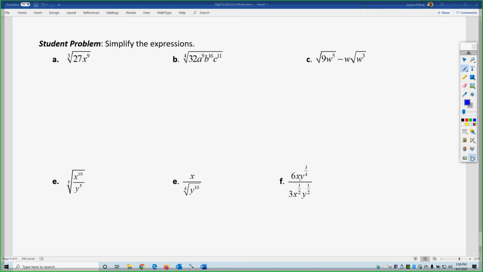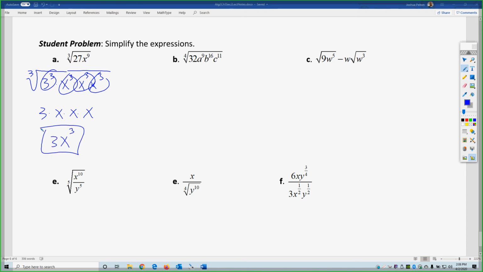Okay, so 27 is 3 times 3 times 3, or 3 to the third, and that's x cubed, x cubed, x cubed for x to the 9th. So we get all groups of 3, so 3x, x, x. So that is a perfect radical because nothing's left over. So 3x to the third power is our solution. Next one, fourth root. Let's think about it here a second.